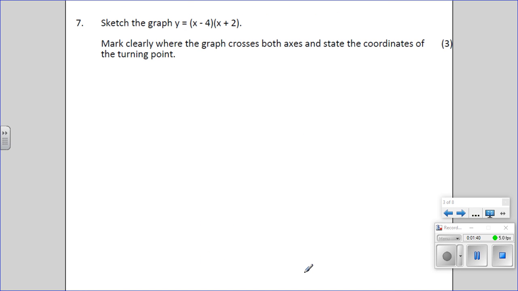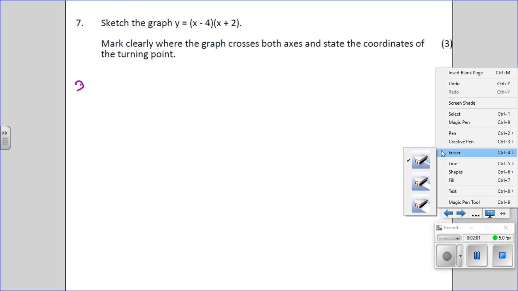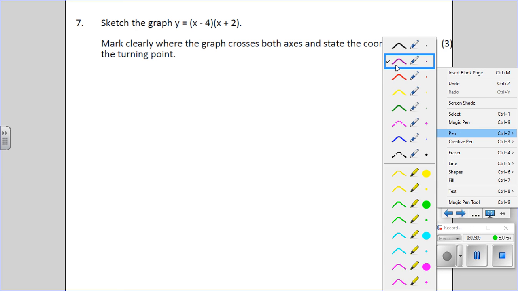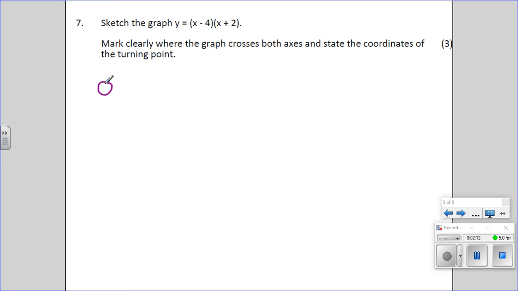Okay, the next question. Sketch the graph y equals (x minus 4)(x plus 2). Mark clearly where the graph crosses both axes and state the coordinates of the turning point. So where the graph cuts the x-axis is the root, and that happens when y is 0. So y is equal to 0, so we have 0 is equal to (x minus 4)(x plus 2).